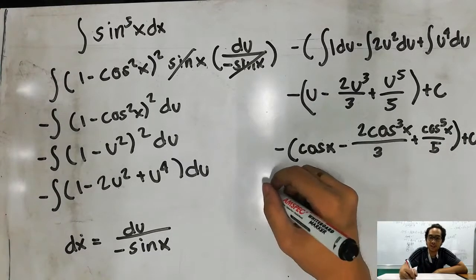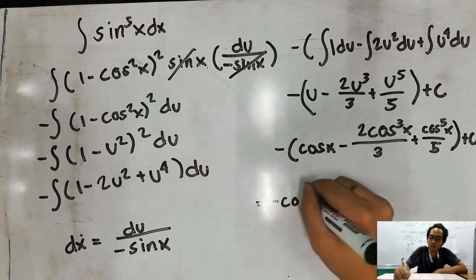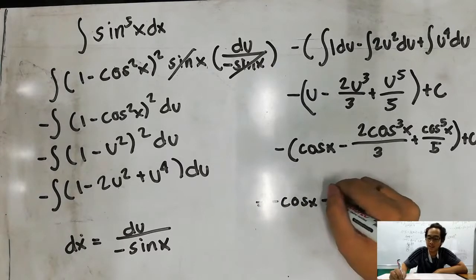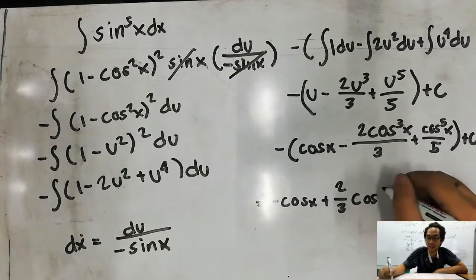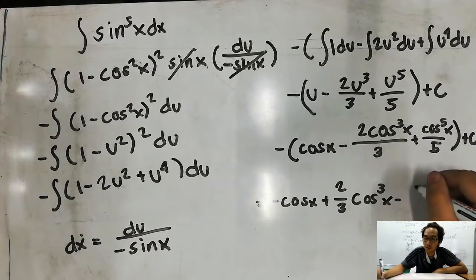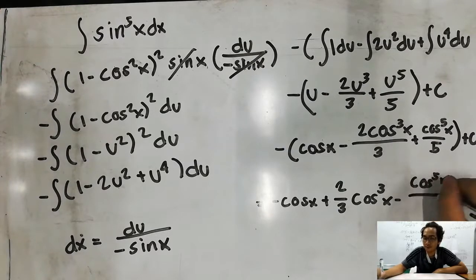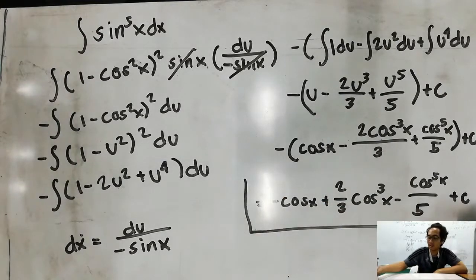Our final answer will be equal to negative cosine x plus 2 over 3 cosine raised to 3 x minus cosine raised to 5 x over 5 plus c. And this is our final answer.